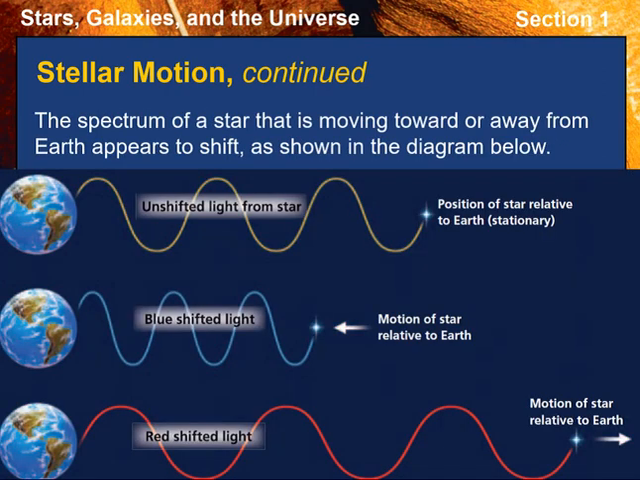From a star's spectrum, astronomers can learn more about the star as it moves through space. The spectrum of a star that is moving toward or away from Earth appears to shift, as is shown in Figure 4 on the screen here.